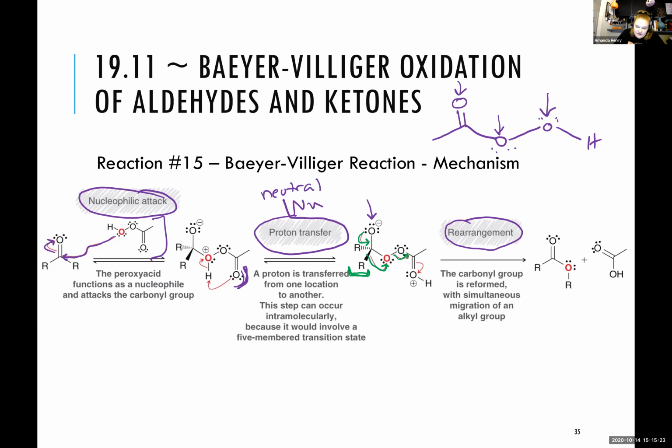This arrow is really showing the loss of a leaving group. The bond between the 2 oxygens breaks and we're forming a new carbon-oxygen double bond. And then we're taking that other pi bond and creating a lone pair on our oxygen. So we do make a carboxylic acid. This is from the peroxy acid.